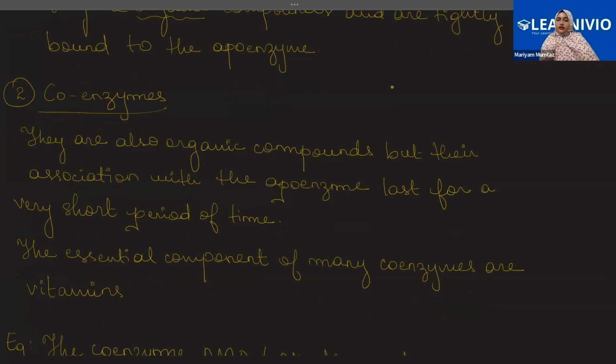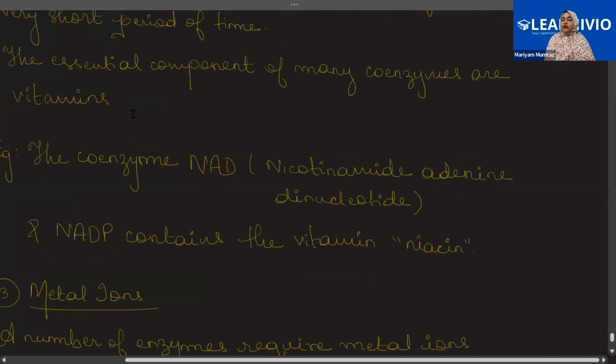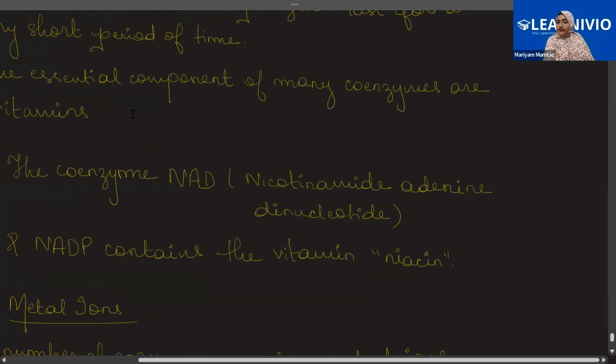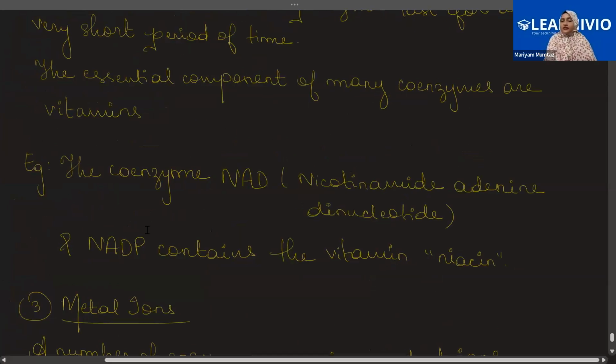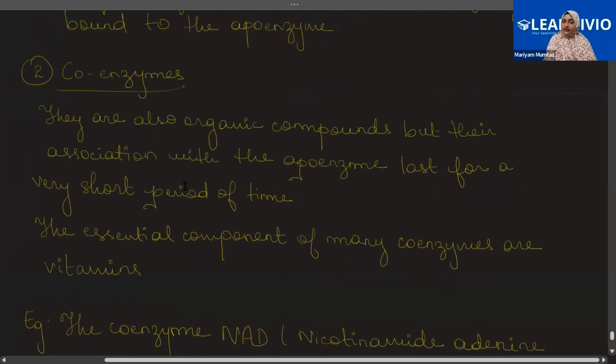Now, talking about the coenzymes, these are the components that are responsible for forming an association with the apoenzyme for a very short period of time. The essential components of many coenzymes are vitamins, meaning one of the most important parts of the coenzyme are certain vitamins. For example, there is a coenzyme called NAD, that stands for nicotinamide adenine dinucleotide. And then there is NADPH. These are the ones that contain the vitamin niacin.